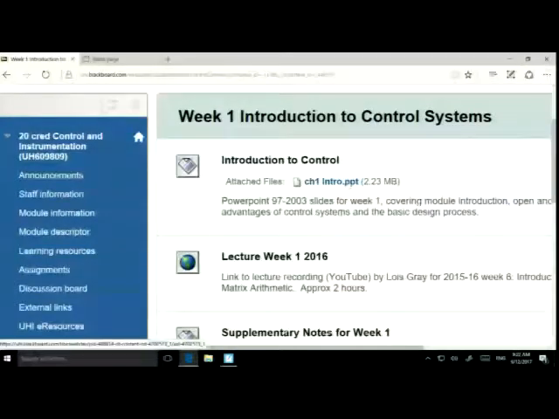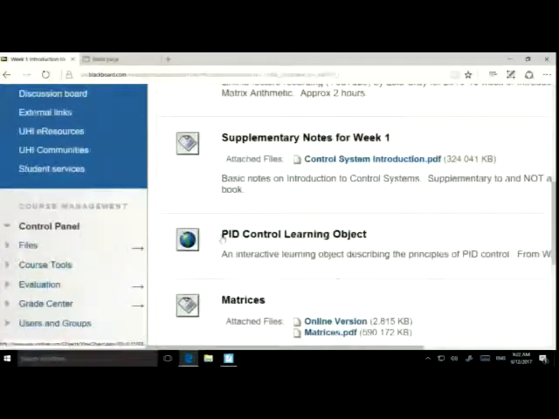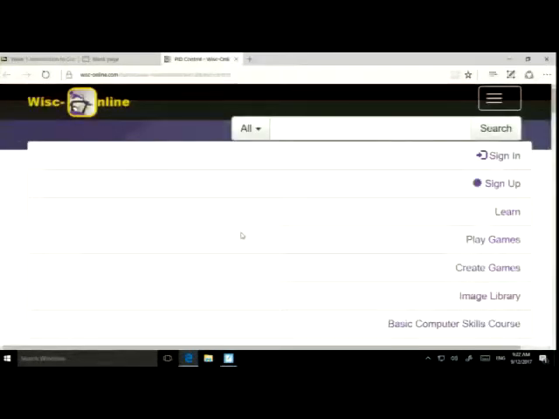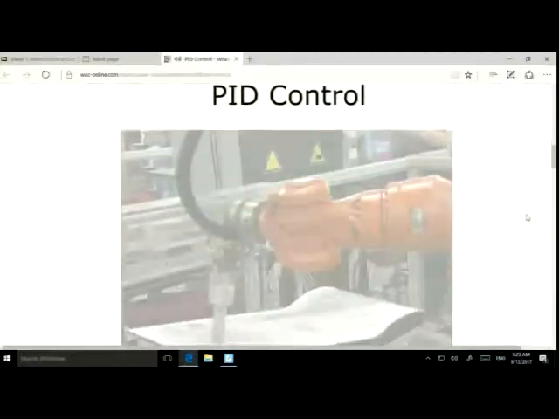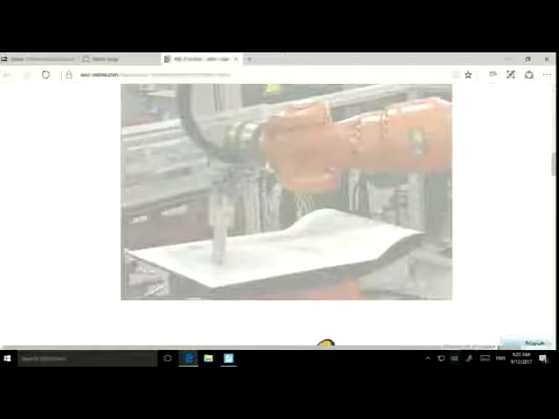Okay, let's just get started. I was going to show you this maybe first, actually. This is quite a good learning object. It doesn't always work in the right browsers.